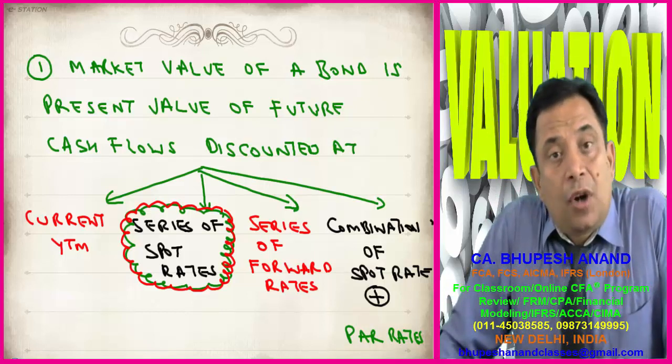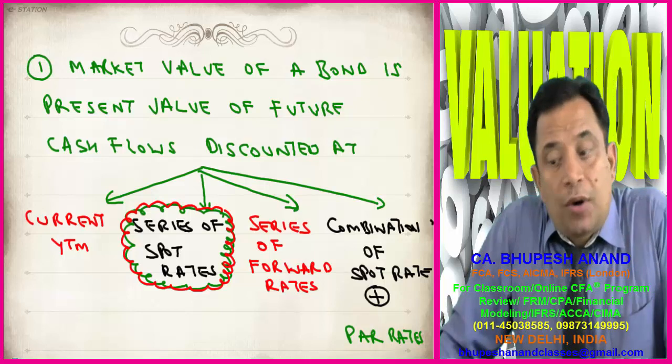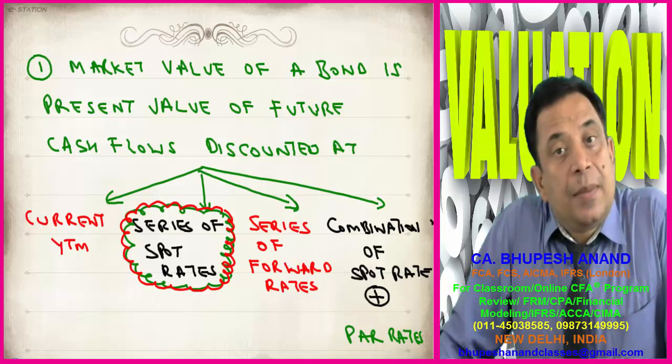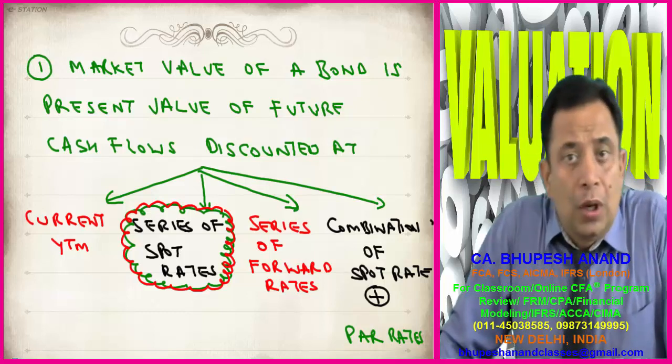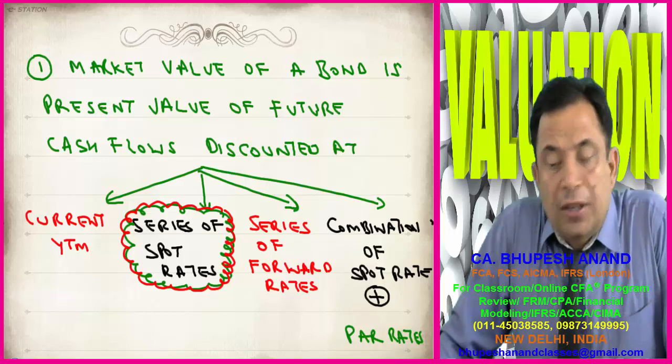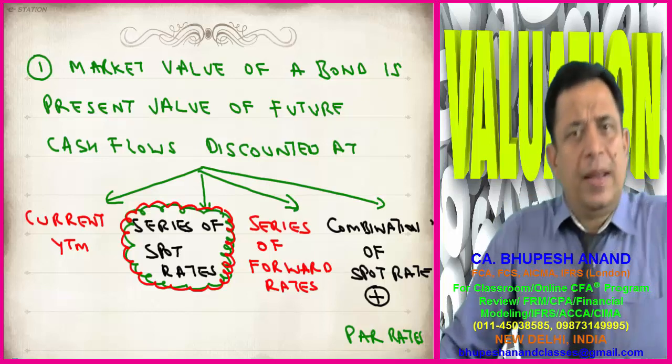The discounting rate can be the current YTM, a series of spot rates, a series of forward rates, or a mixture of spot rates and par rates. That last one, the combination of spot rates plus par rates, is not in your course. That is in CFA curriculum Level 2. But no doubt I will be explaining some parts.